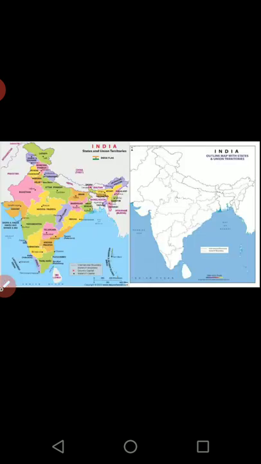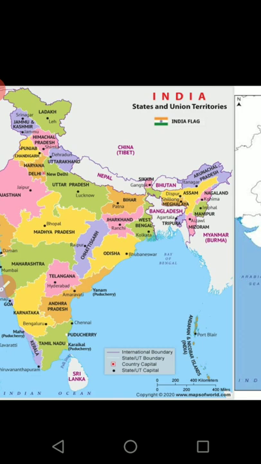Another example of political map. This is the actual political map which you people use. Regarding India, see India is shown with its states. Now the newly made states are also there. Telangana is there. Then the newly made union territories are also there. So this is the political map actually.